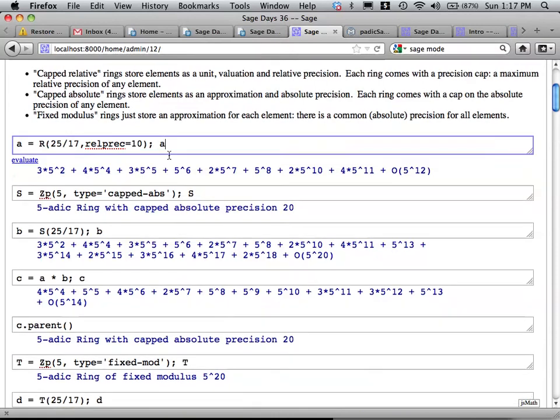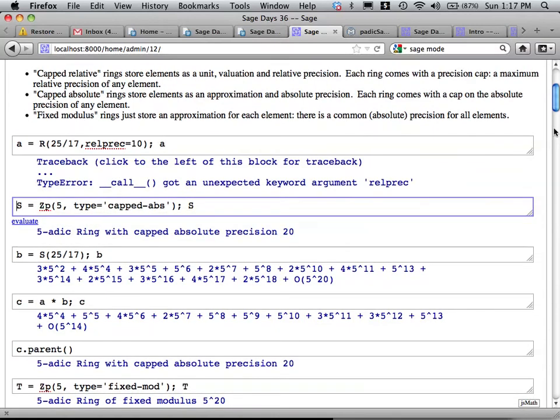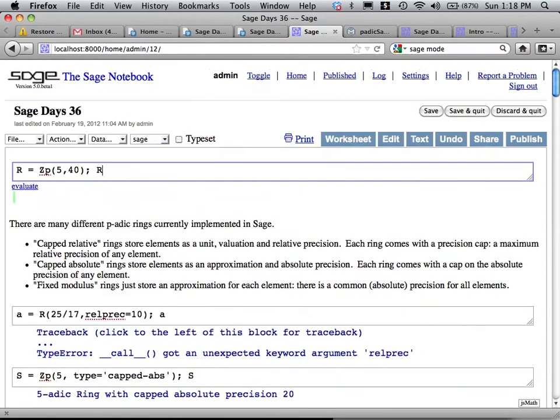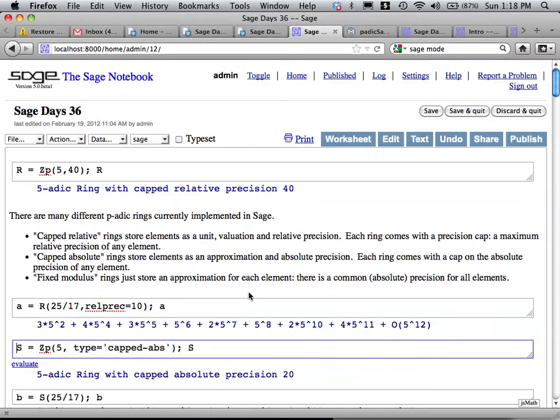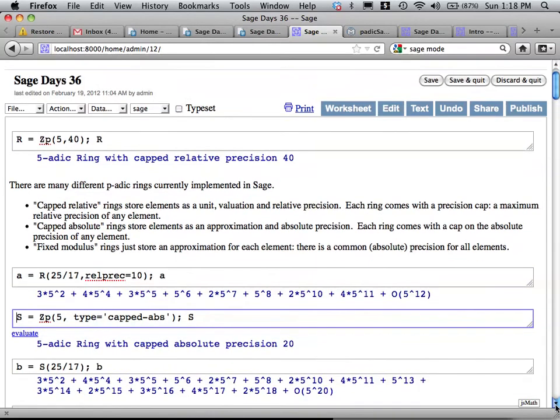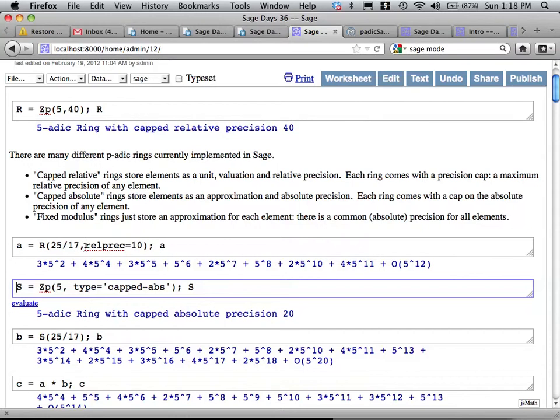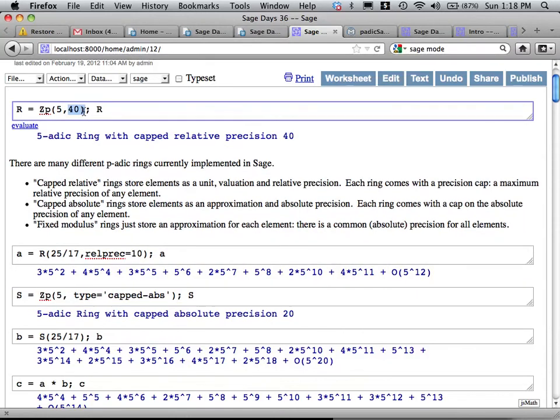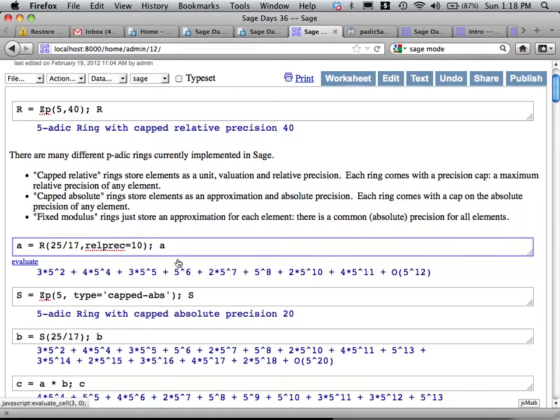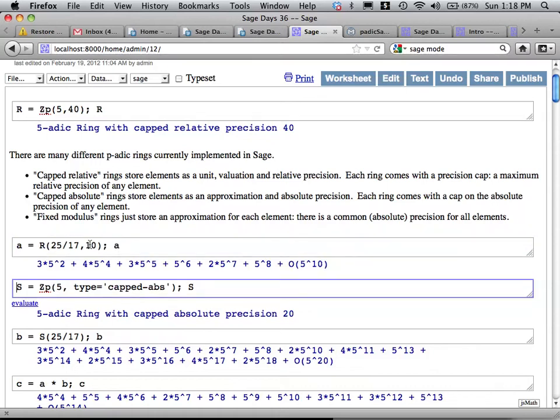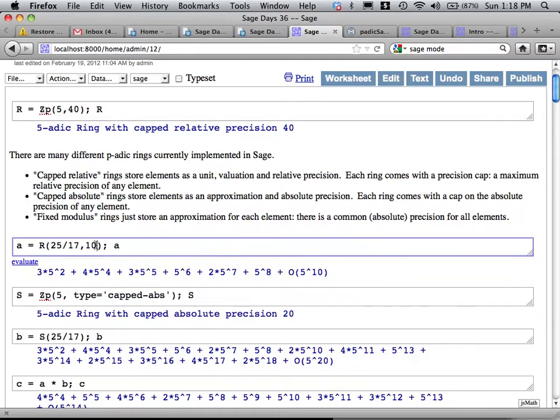So you can make elements, you can specify the precision of the ring itself, and you can also specify the precision of the elements as you create them. By default, if you just pass in a number, it defaults to absolute precision, but you can specify both absolute and relative precision caps.